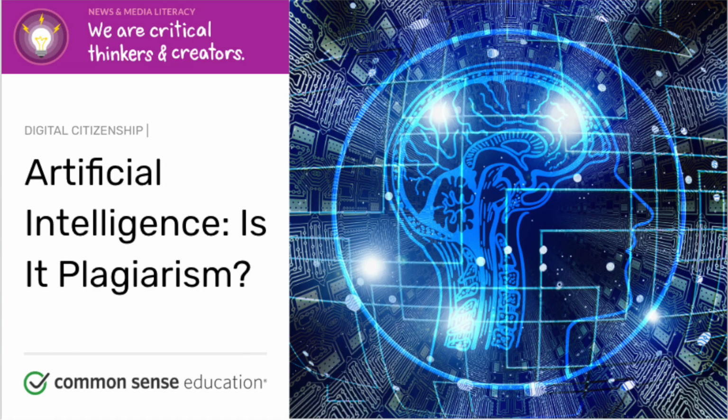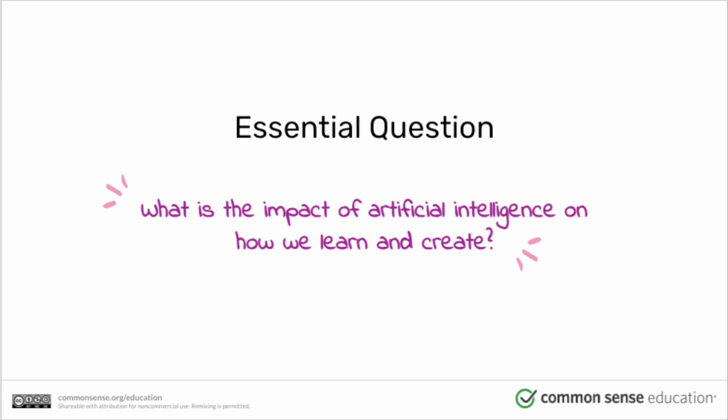This week's digital citizenship lesson is on news and media literacy, specifically artificial intelligence. Is it plagiarism? The essential question is, what is the impact of artificial intelligence on how we learn and create?